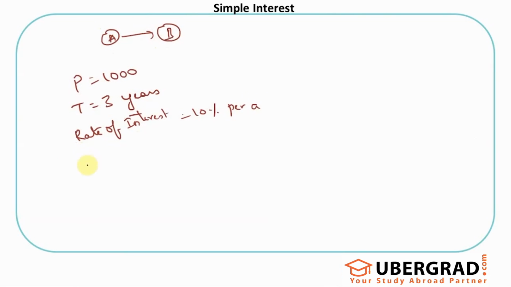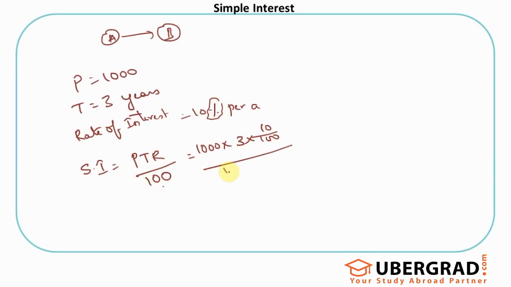So what would be the simple interest? Simple interest is calculated by the formula PTR by 100. You see this 100 is coming because the rate of interest is generally written in percentage. Don't do something like 1000 into 3 years, because R is 10%, I will do 10 by 100 by 100. No, that's wrong. You write it as just 10. This 100 is coming because of the percentage itself.